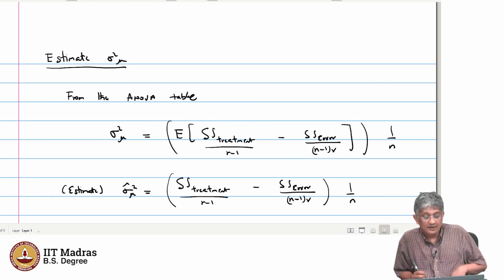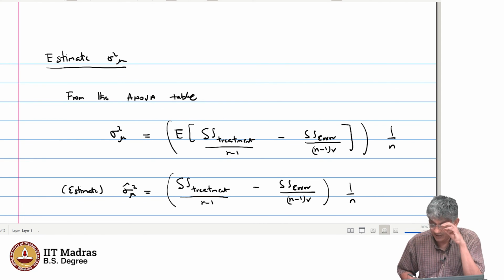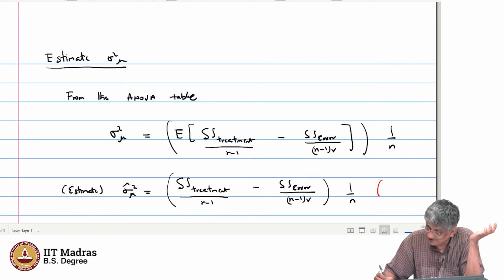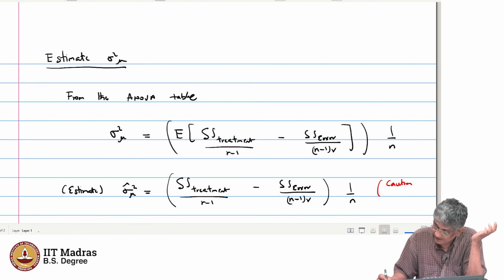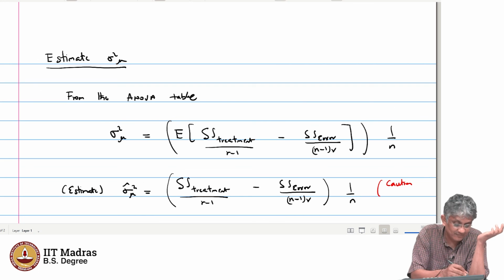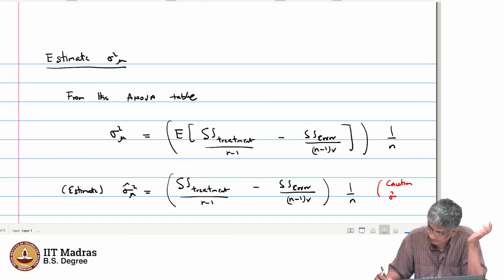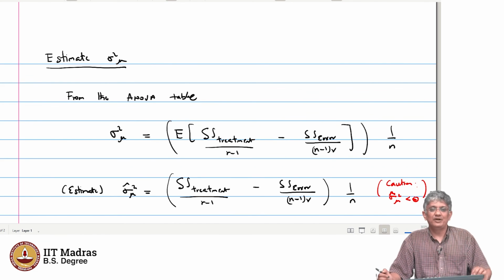Right? But there's one danger here. The danger is that the estimate could be negative, right? So the caution is that sigma squared hat mu could be negative. That's something you must keep in mind. There's a possibility. So there are difficulties with random effect models. We should be careful about this.